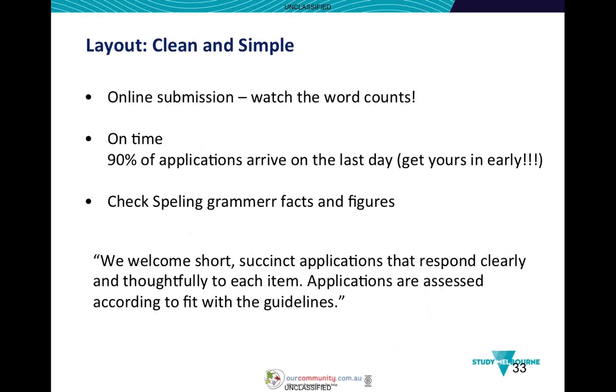And short, succinct applications responding clearly and thoughtfully to each question are really welcomed, and applications, of course, that are assessed accordingly with guidelines and assessment criteria, which we'll cover in a moment.